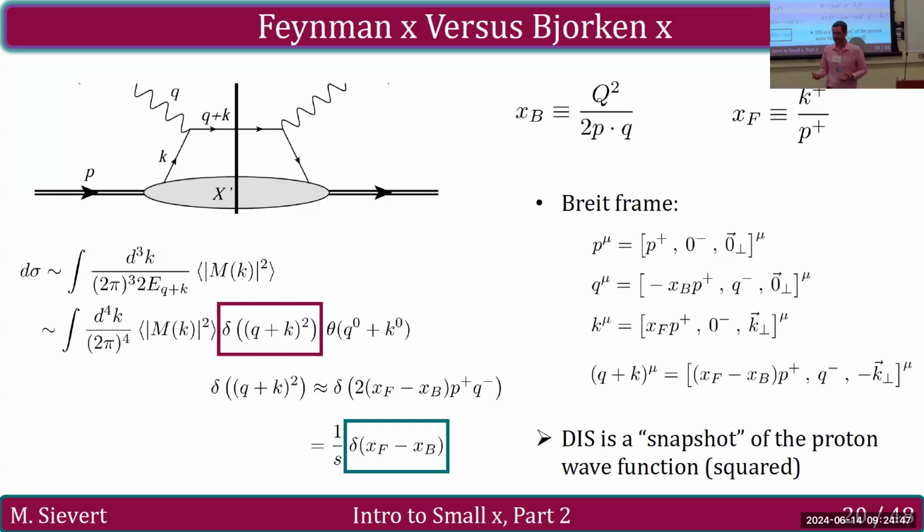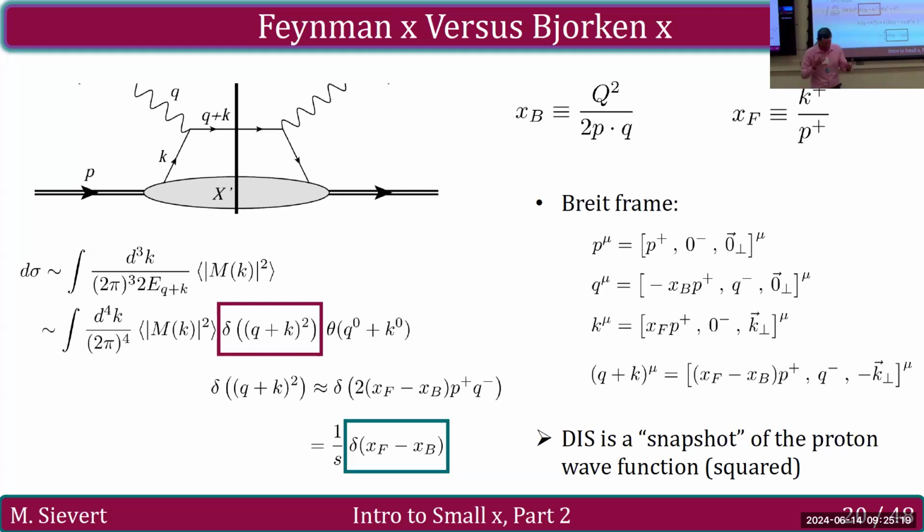X Bjorken is a kinematic variable that you don't control. You do an experiment, you say, where did my electron go? And you recalculate, I got this x and this q squared. X Feynman is a property of the proton wave function. We would like to map out the proton wave function as a function of this x variable. How do you do it? You do the deep inelastic scattering experiment many, many times. You collect an ensemble of data at various x and q squared, and each time it's basically taking a snapshot of the proton wave function at this particular value of x Feynman.